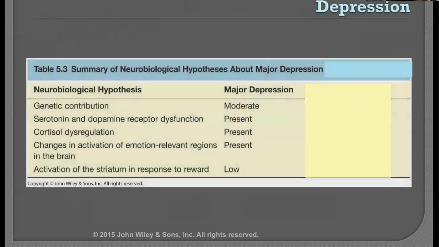All right, just a very brief summary of the neurobiological factors in major depression. This is across a variety of structural and functional fMRI studies and also various theories. So yeah, there does seem to be a genetic component to depression, not terribly high, but also not trivial.